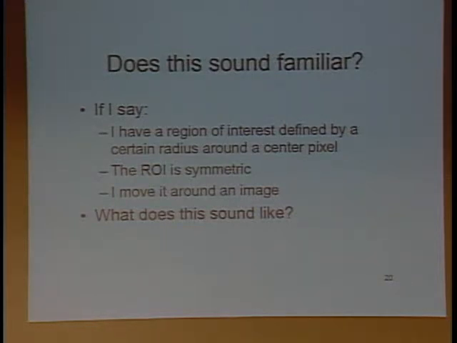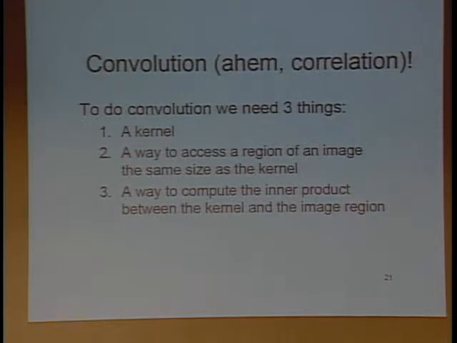Okay, so if you have a symmetric... oh, by the way, the neighborhood is symmetric across the center point in every direction. I forgot to mention that. So if you have a symmetric region of interest, which is defined by a radius, and you want to move it around the image, what will this kind of procedure remind you of? It's similar to the process of convolution.